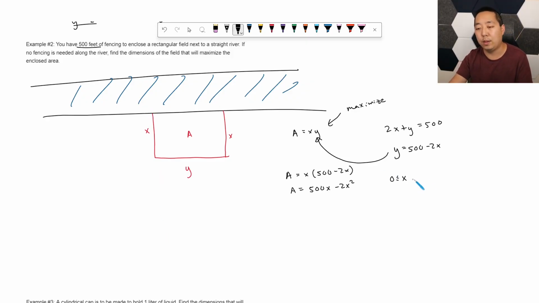That would be really bad, but 250 is the most I can make in this dimension, because then I would run out. I wouldn't be able to construct the rectangle. And that's a rectangle with 0, by the way. So we have some bounds here. So let's find the absolute maximum.